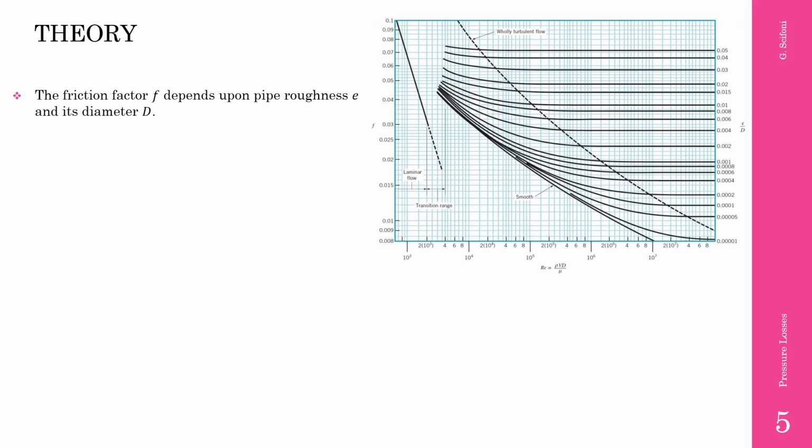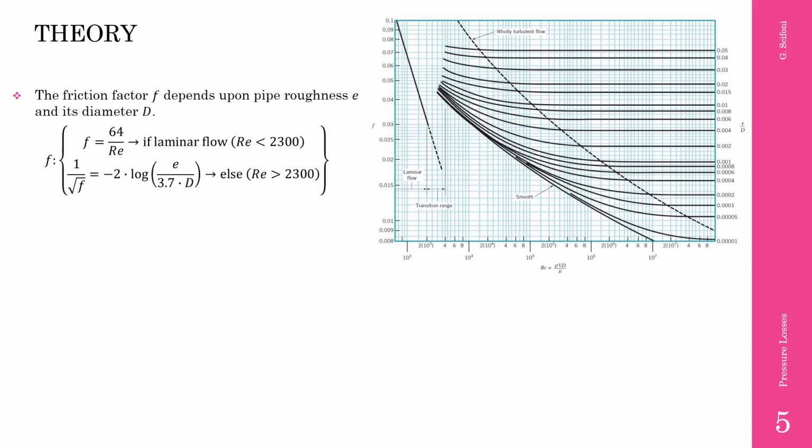It is an experimental coefficient whose value is displayed in the chart aside. We can also express it by using an empiric formula. The formula says that f depends upon the Reynolds number for laminar flows, when Reynolds is less than 2300, and then it depends only upon the pipe roughness E and the diameter capital D of the pipe when the flow is turbulent, for Reynolds greater than 2300.